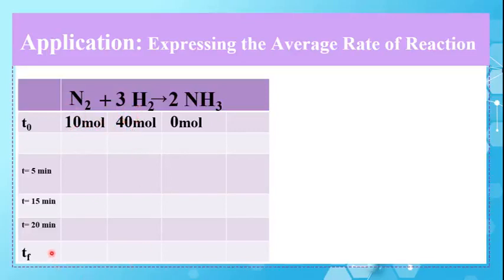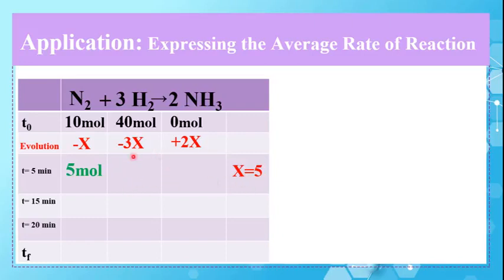So at T final here, N2 will be totally consumed. We will have a value of 0, while H2 we will have an excess and a certain number will remain here. The evolution for this reaction is minus x for N2, minus 3x for H2, and plus 2x for NH3. At T equal 5 minutes, we have 5 mole of N2. This means that 5 mole remains. This means that the number of mole of N2 reacted is 10 minus 5 is equal to 5. So x is equal to 5.